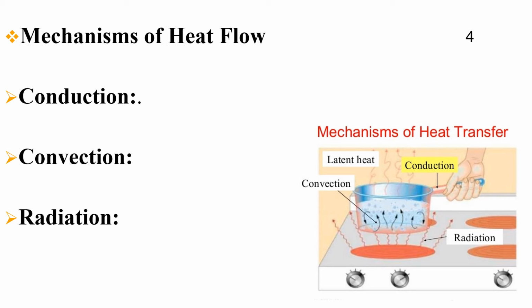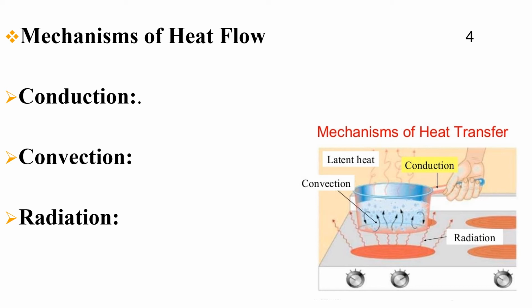So this actually continues from one particle to the next and next, and in this way the transmittance of energy takes place from the hot end to the cool end of the substance. This is how conduction takes place, and it usually depends on the nature of the material. Like I said, metals are good conductors of heat as well as electricity.